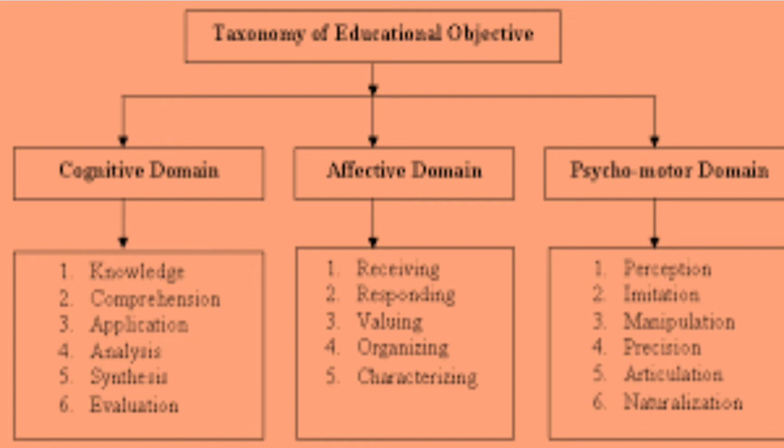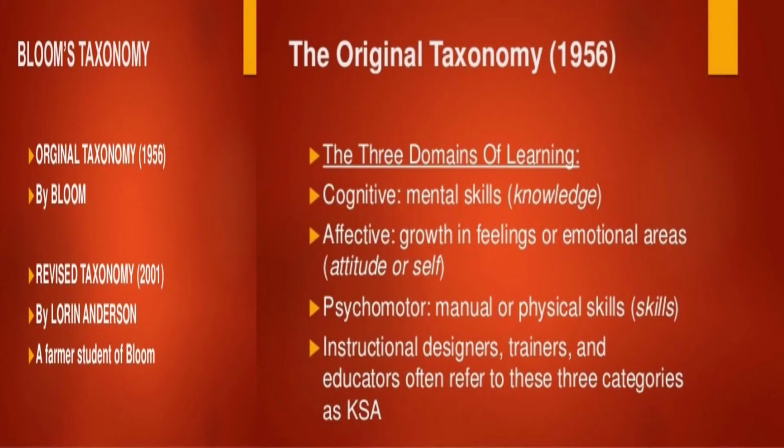Cognitive. Under the cognitive we have 6 sub-levels, namely knowledge, comprehension, application, analysis, synthesis, and evaluation. Under the affective domain we have receiving, responding, valuing, organizing, and characterizing. Under the psychomotor domain, there are 6 levels: perception, imitation, manipulation, precision, articulation, and naturalization. Let us see them in detail in the next.